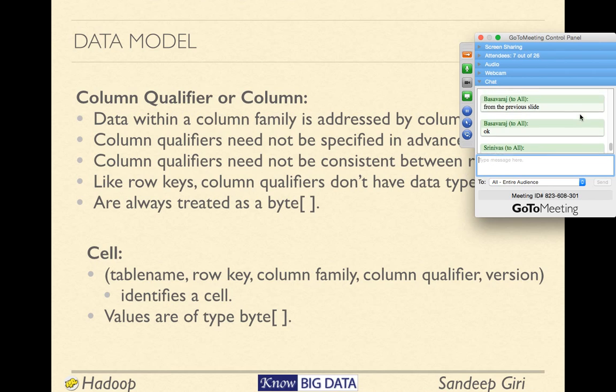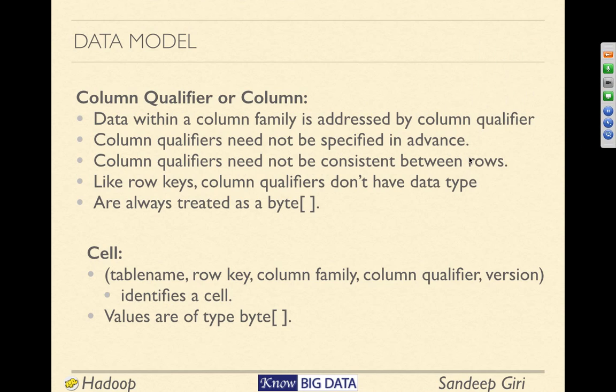Now coming back to Basuraj's question, point number 3: column qualifiers do not need to be consistent between the rows. Yes. Some rows can have some columns while other rows can have other columns. That is something very different from what we have always studied in RDBMS. As we said, that is more like a hash table. If they want to keep all the columns same, it's up to them. This will make the whole table sparse, but that is okay with HBase.